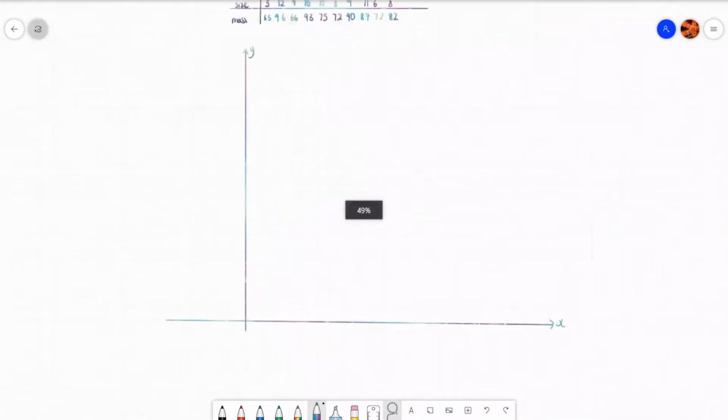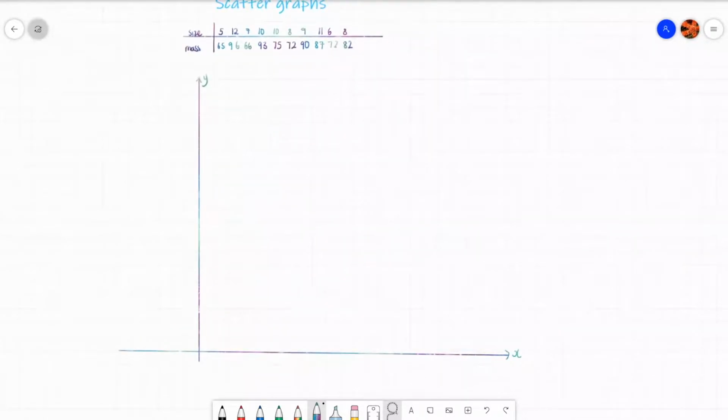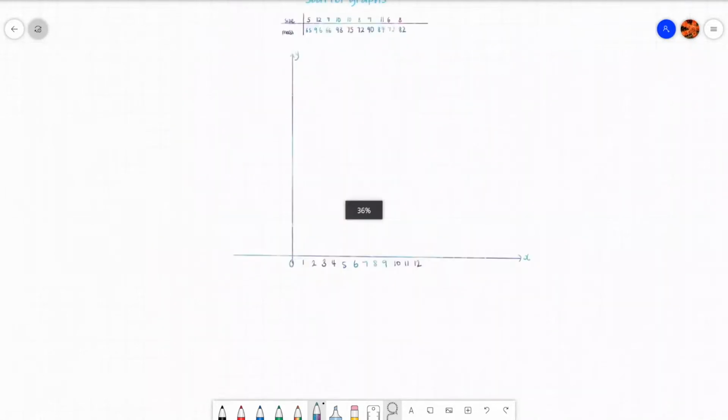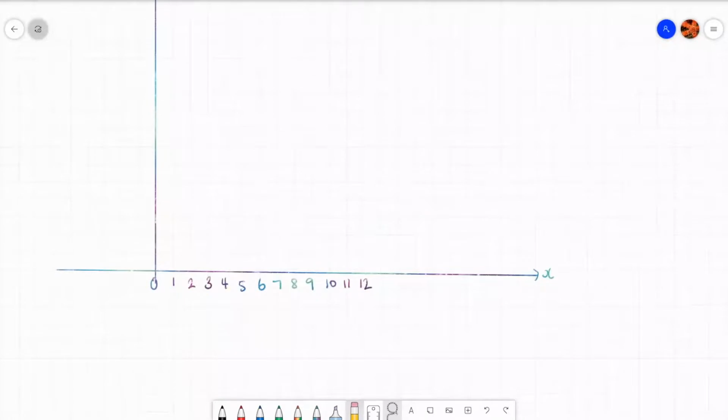So obviously we need to have numbers on our x-axis and y-axis. Right, so the shoe sizes are ranging between 5 and 12. So I'm going to go 0, 1, 2, 3, 4, 5, 6, 7, 8, 9, 10, 11, 12. I couldn't go up in twos because I don't think I've got enough space. That's fine, I don't really need all that, so I'm just going to leave it at that, and I'm just going to write X there.